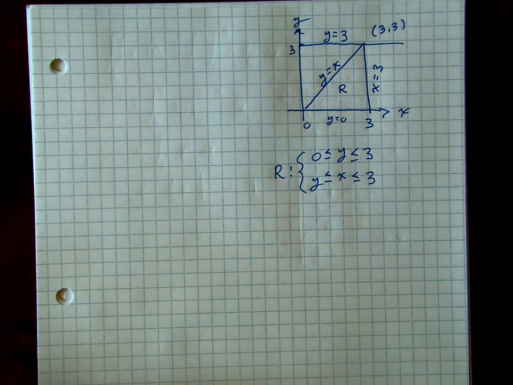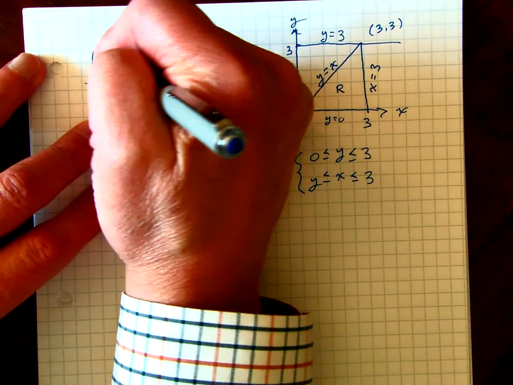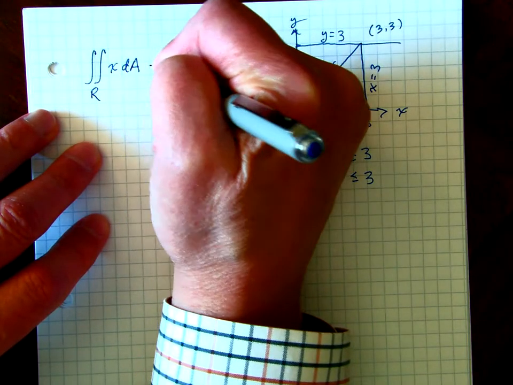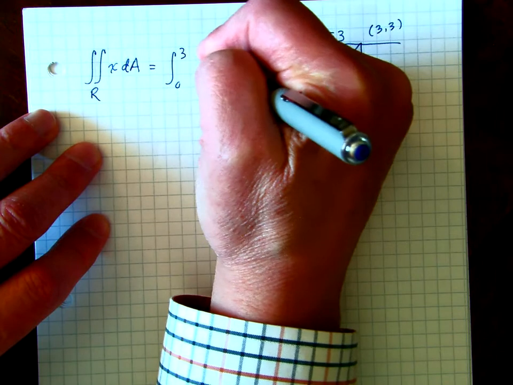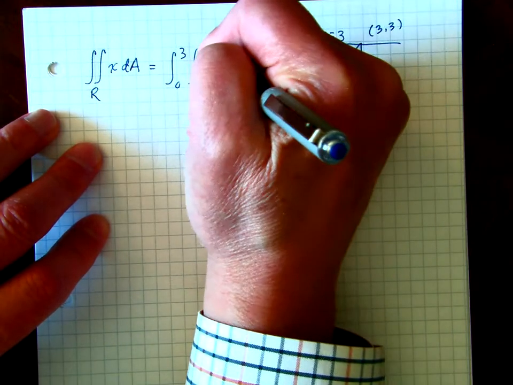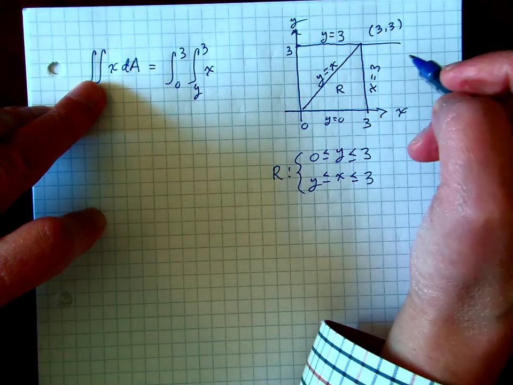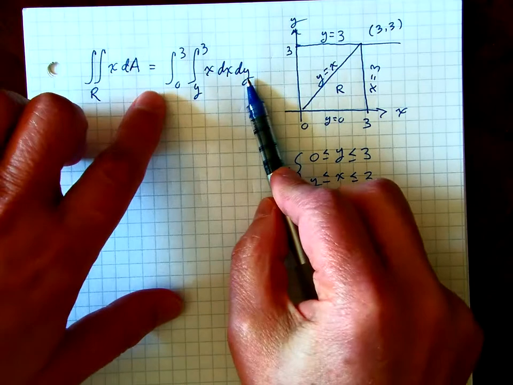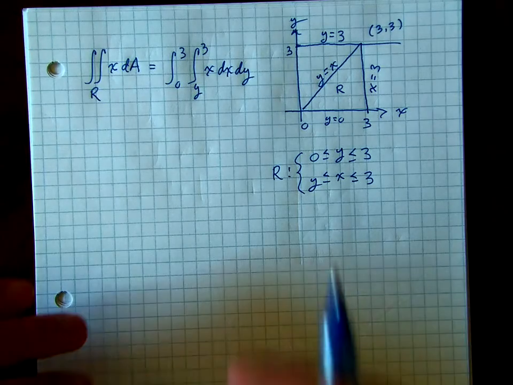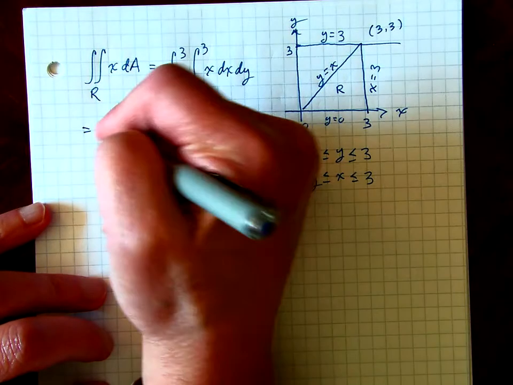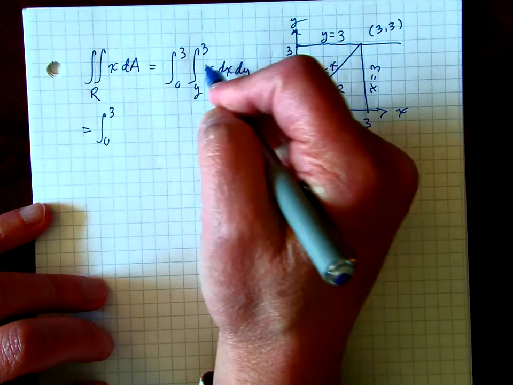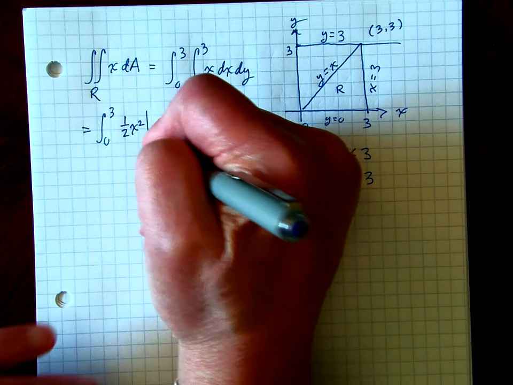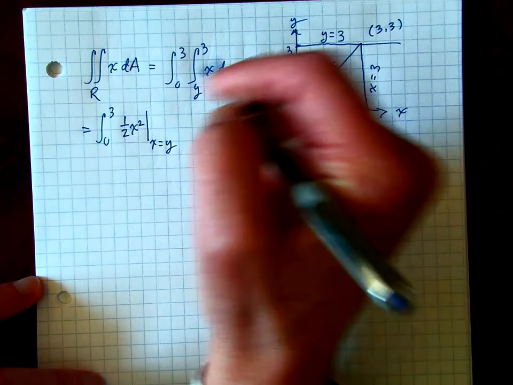Let's try it out. So this time, if I have the double integral over R of x with respect to area, I'm getting 0 to 3, y to 3, x. Now this time, this is dx dy, because y is my outer limit and x is my inner. Let's see how this integral works out. Well, 0 to 3, leave that alone. Integrate x, I get 1/2 x squared, as x goes from y to 3.